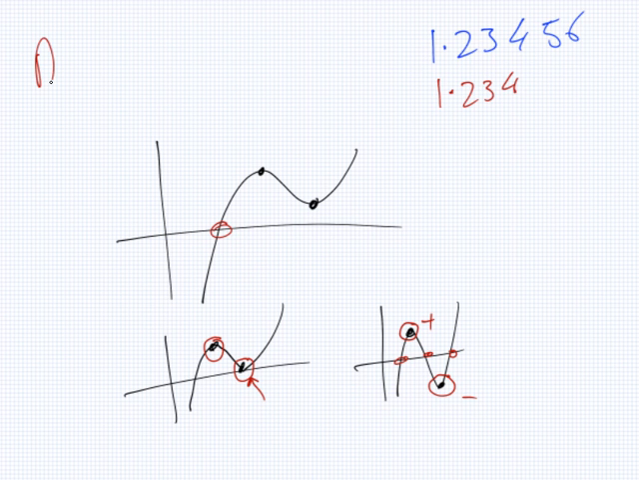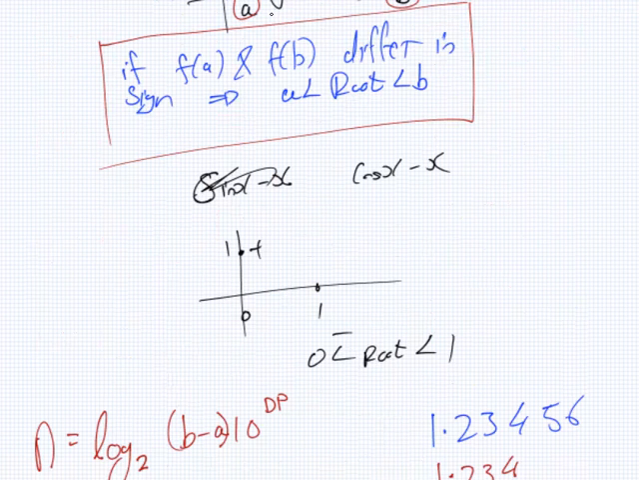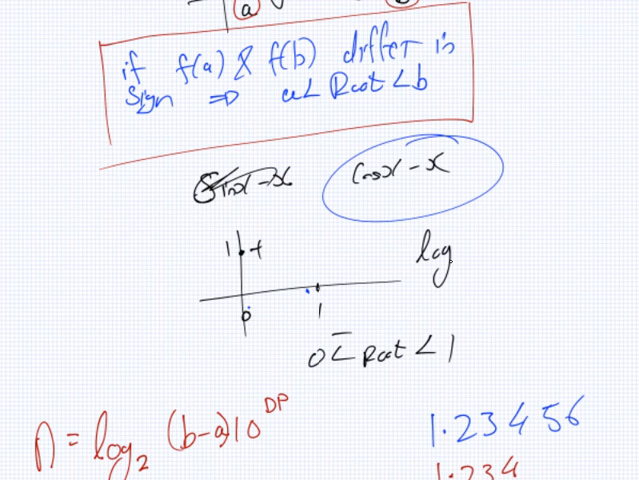You can use this formula I gave you in question 7. If you calculate log base 2 of (b minus a) times 10 to the power of the number of decimal places you want, that's how many steps you would need. So for example, here in this one, we know there's a root between 0 and 1. And suppose I want my answer to 2 decimal places. How many times would I need Newton-Raphson? I would need log base 2 of (1 minus 0) times 10 to the power of, what did I say? I wanted 2 decimal places, so 2.